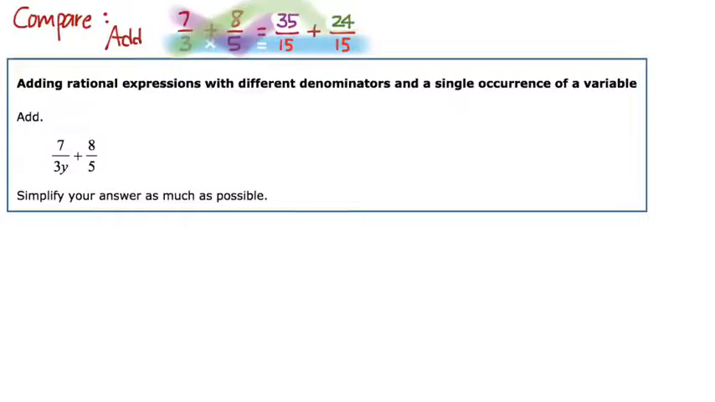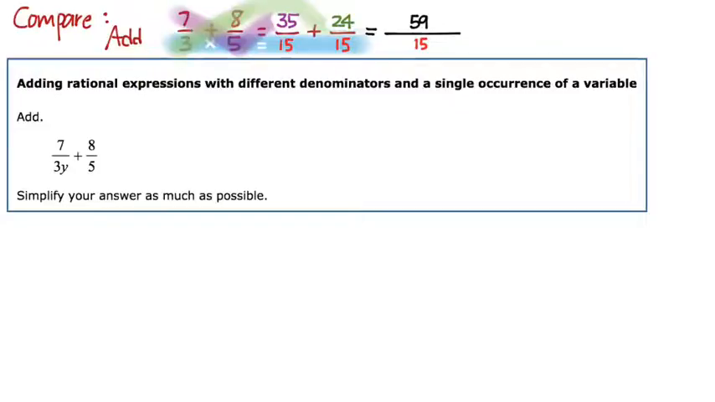And now that they have common denominators, how do we add them together? What do I actually end up adding? Yeah, I add together the two numerators, 35 and 24. It gives me 59. And my denominator remains the same. So add numerators, keep denominators, 59 over 15.